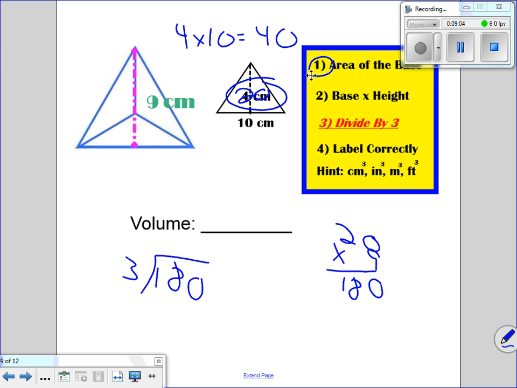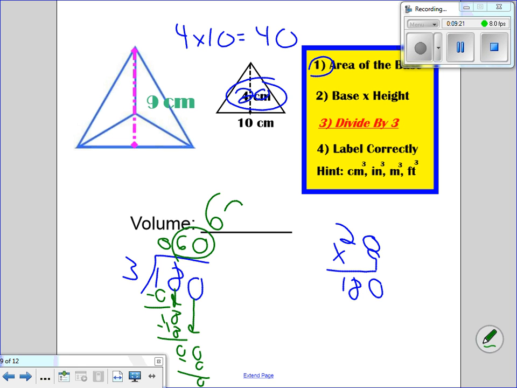3 goes into 1, 0 times. 3 times 0 is 0. Subtract, I get a 1. I'm bringing down this 8. 3 goes into 18 6 times. 3 times 6 is 18. I'm going to subtract, I get a 0. Bring down the 0. 3 goes into 0, 0 times. 0, subtract, get a 0. 60 is my answer. Dealing with centimeters cubed.